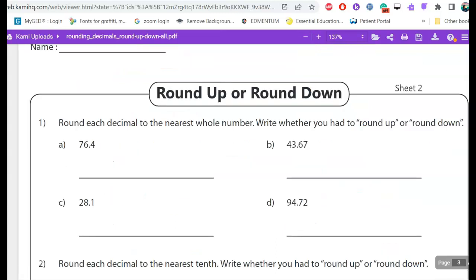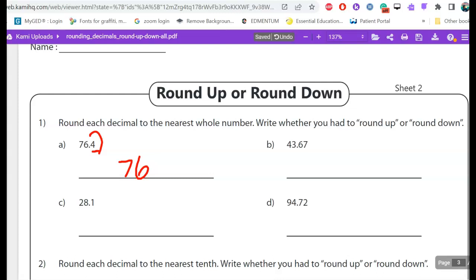All right, let's try another page. Again, starting with rounding to the nearest whole number. I have 76.4. All right, so I'm taking a look at the decimal. That decimal is going to tell me what to do with the 6. So the 4 is not higher than 5, so that means I'm going to round down or round off. So that 76.4 is actually just going to remain as 76.